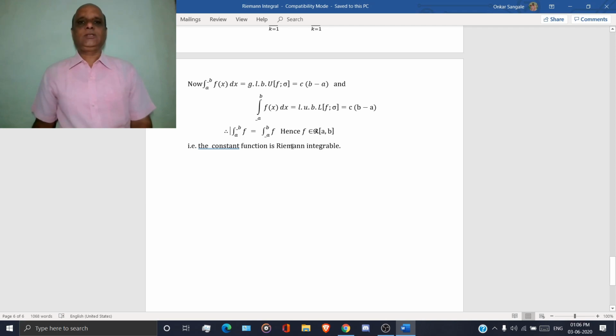So we have taken the definition of a Riemann integrable function, and then we have seen two examples: one in which the function is Riemann integrable, and another where the function is not Riemann integrable.